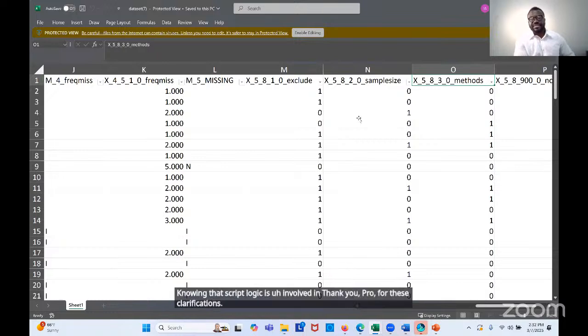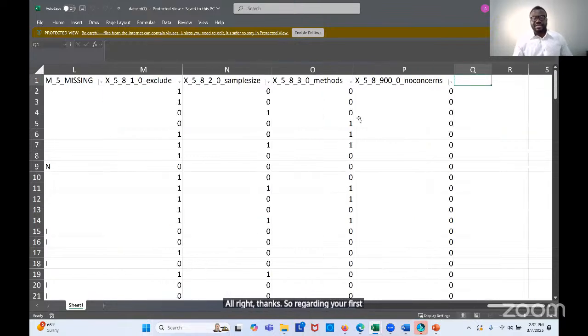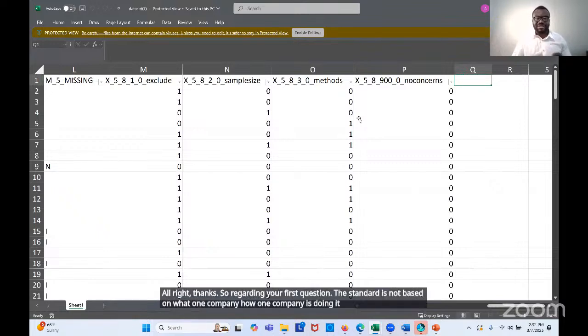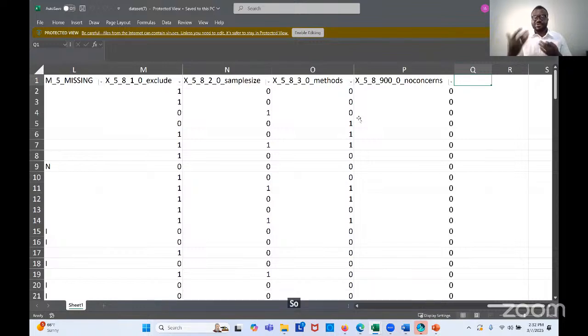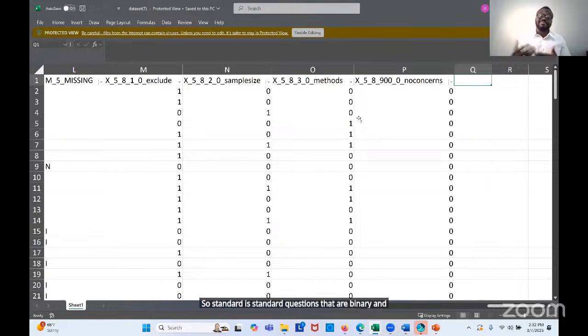All right, thanks. So regarding your first question, the standard is not based on how one company is doing it or the other company is doing it. No, the standard is based on solid principles of research and statistics, right? So the standard is questions that are binary are analyzed as binary, right?